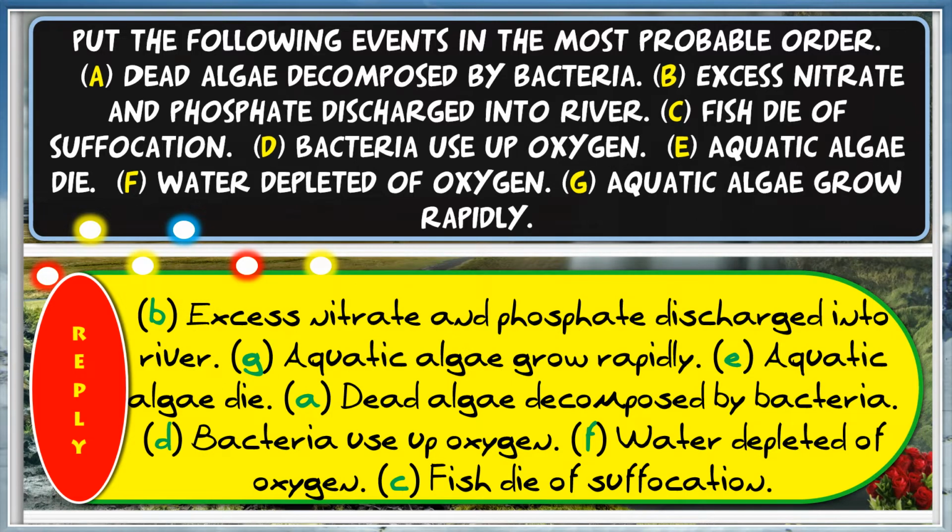B. Excess nitrate and phosphate discharged into river. G. Aquatic algae grow rapidly. E. Aquatic algae die. A. Dead algae decomposed by bacteria. D. Bacteria use up oxygen. F. Water depleted of oxygen. C. Fish die of suffocation.